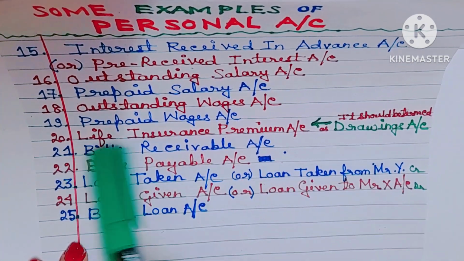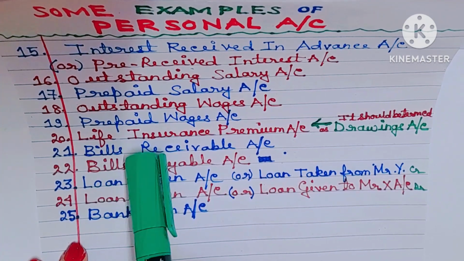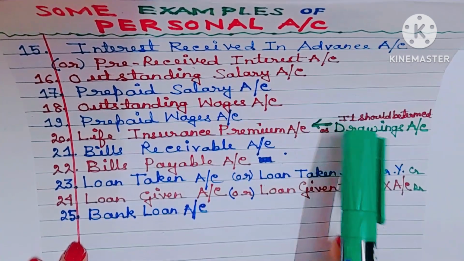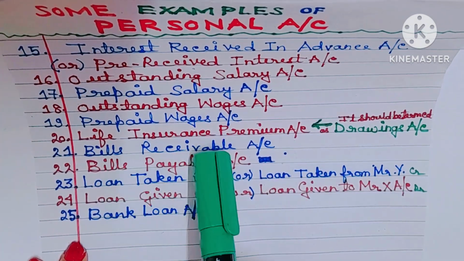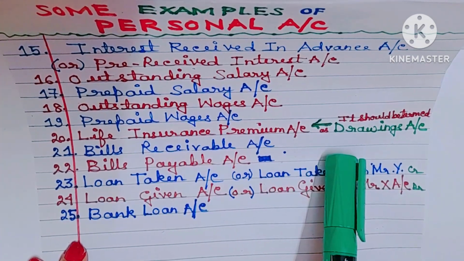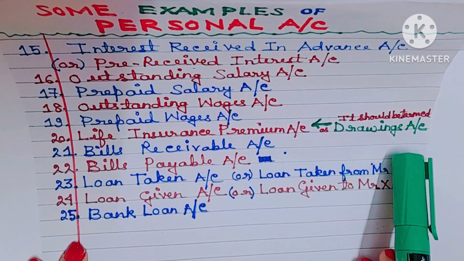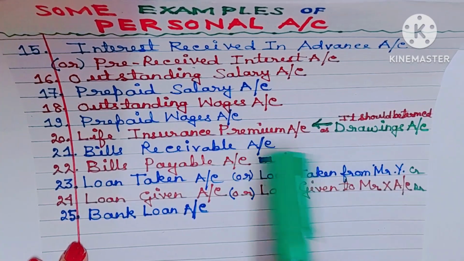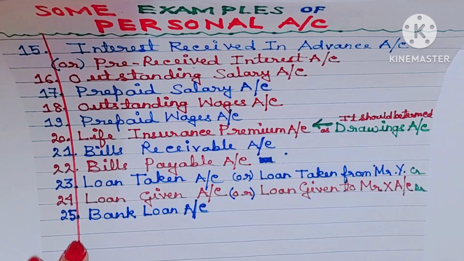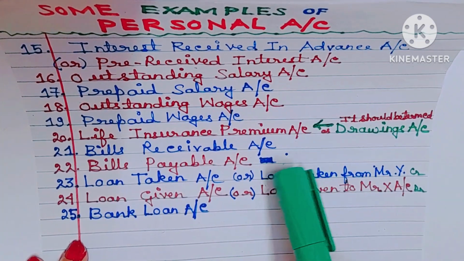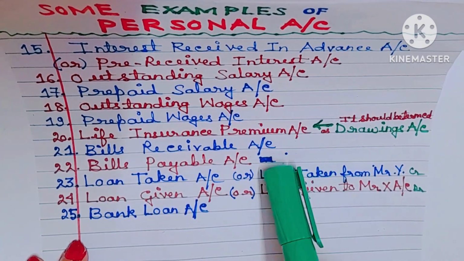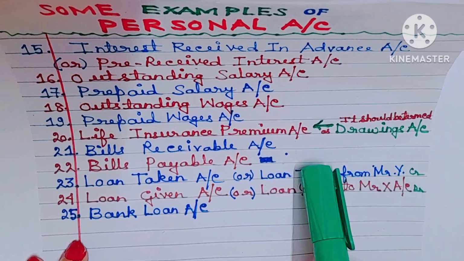When life is added, you cannot write. Life means this is a personal expense of the proprietor. So instead of life insurance premium account debit, you got to write drawings account debit to cash account or bank account in journal. Understood? If the proprietor pays life insurance premium in cash, you got to write drawings account debit to cash account. If the proprietor pays life insurance premium by check, then you got to write drawings account debit to bank account in journal.